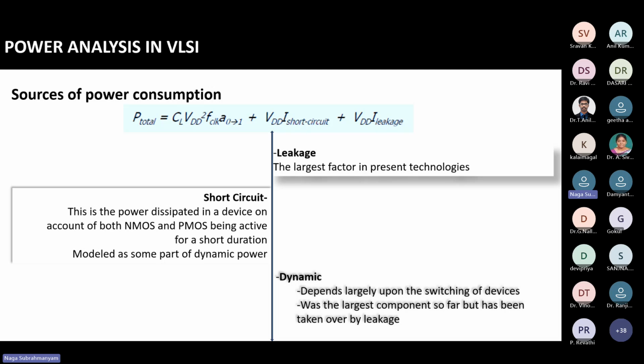So you know this formula: capacitance, voltage and frequency are proportional to the power. There is also power wastage, or power loss, through leakage and power loss through short circuits. Yesterday I showed this, right?